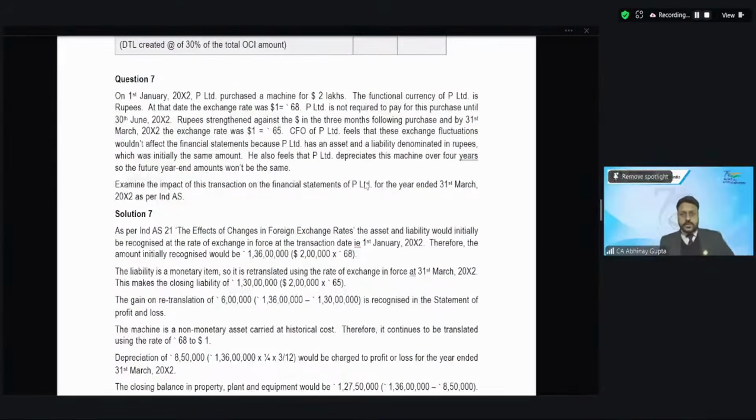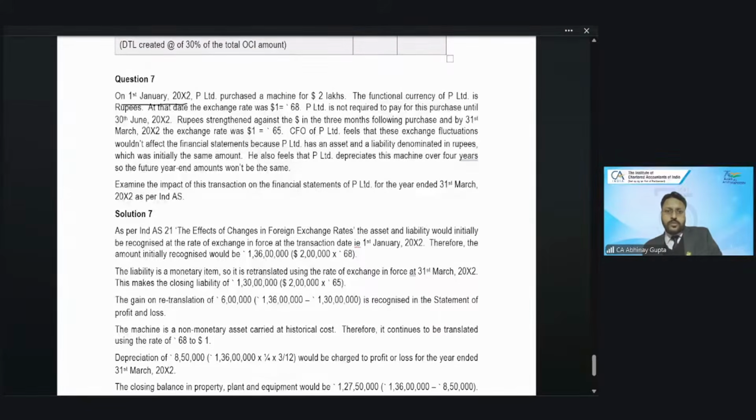So one last question on Ind AS 21. On 1st of January 2002, P Limited purchased a machine for $2 lakhs. The functional currency of P is rupees. At the date, the exchange rate was $1 to 68 rupees. P Limited is not required to pay for its purchases until 30th June 2002.